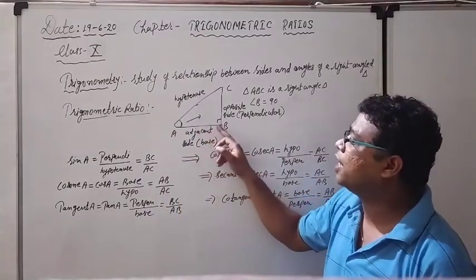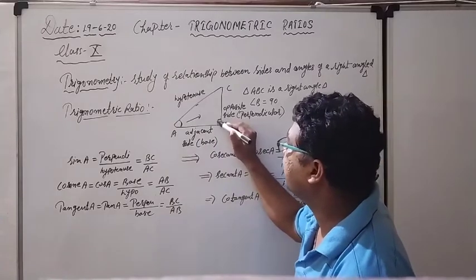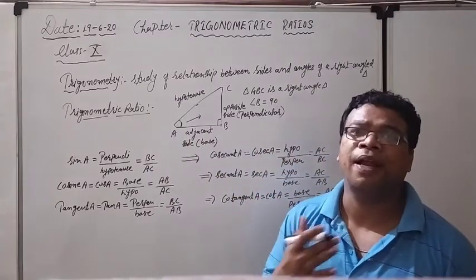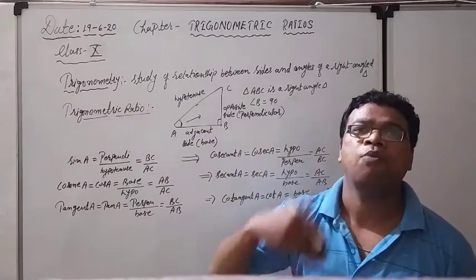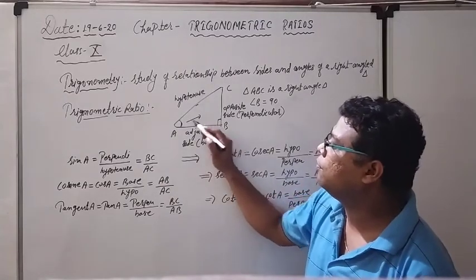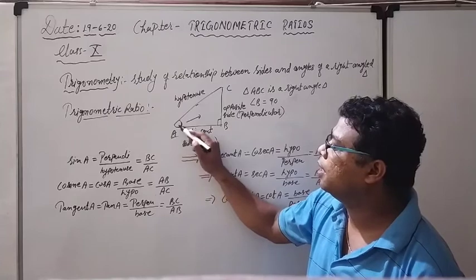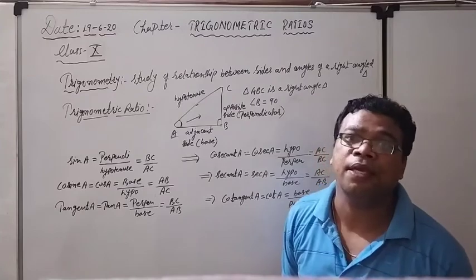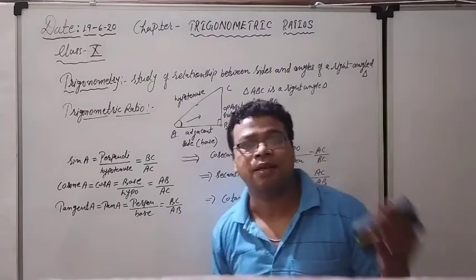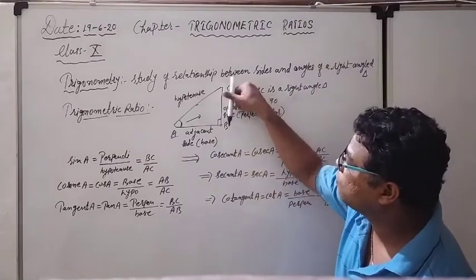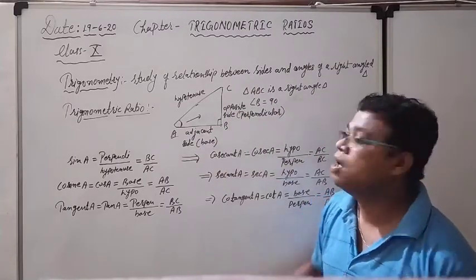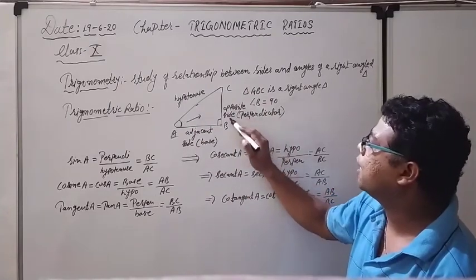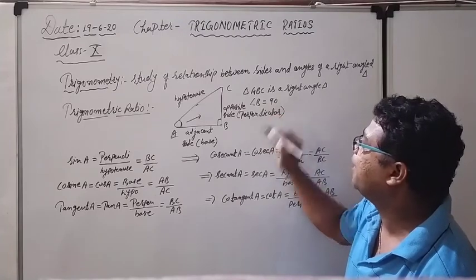Whatever the side which is adjacent to the angle under our consideration, for example right now I am going for the angle A, the side which is attached with the vertex A will be considered as the adjacent side, and the adjacent side is always considered as the base. After that, the side which is just opposite to the considered angle is known as the opposite side, and we will call it the perpendicular.